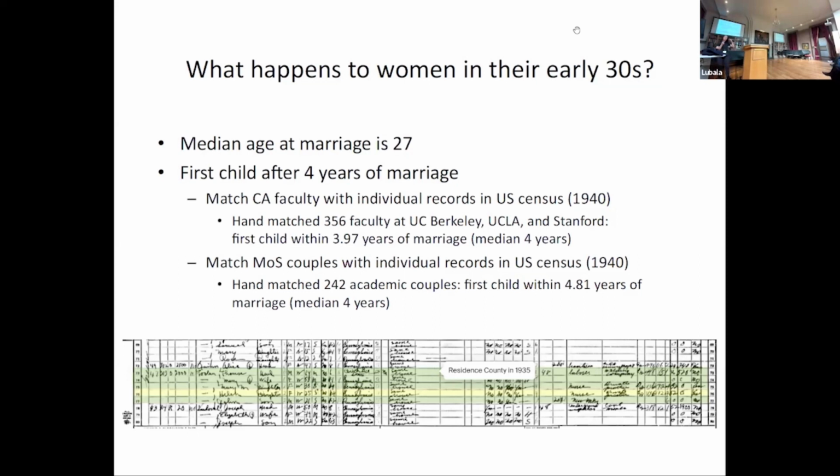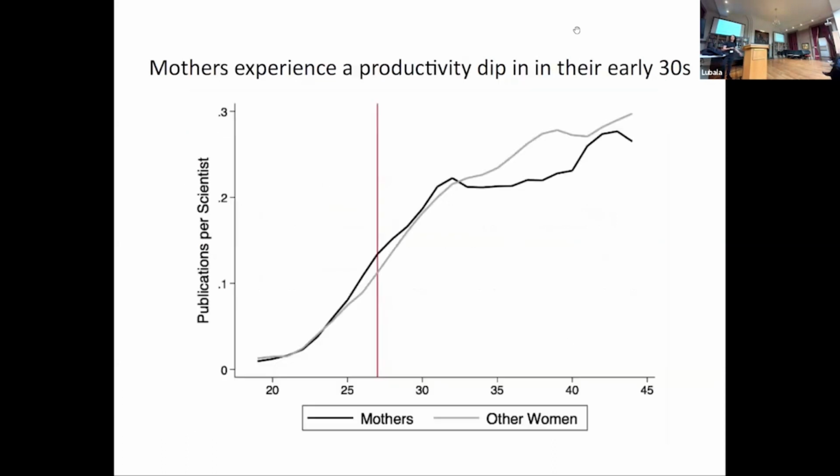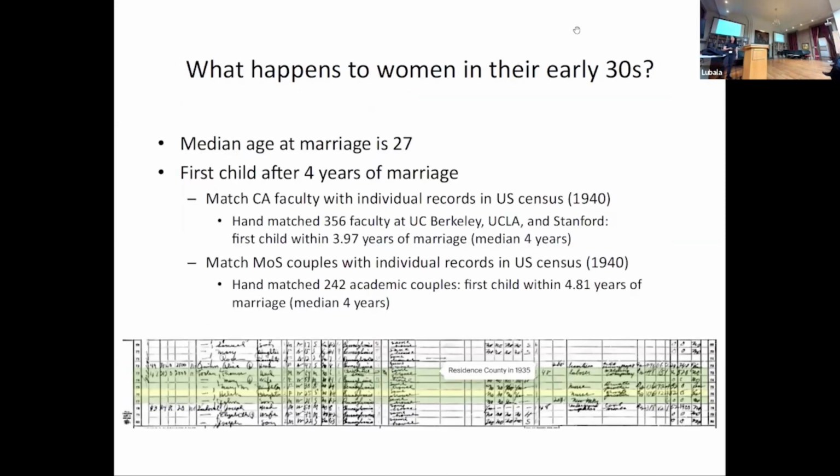And then we also look at academic couples. I match people with the census, and that's much easier when I have a man in the census, because I only need to match one of them. So I match all of these academic couples with the census. For 242 academic couples, I can look at when they have their first kid, typically after 5 years, and again with a median of 4 years. So the median scientist has their first kid after 4 years. And that coincides precisely with when this productivity decline occurs.